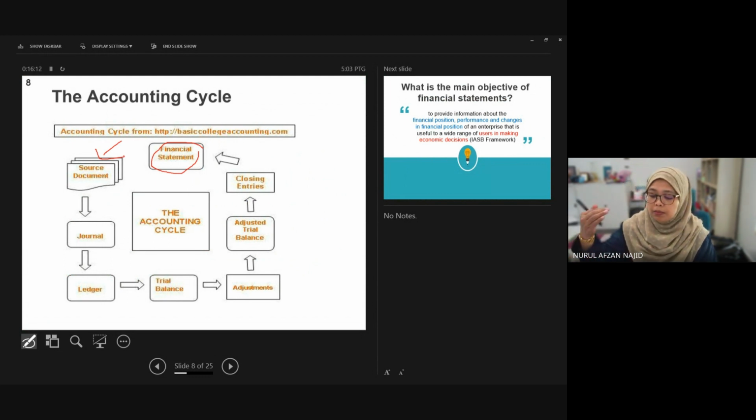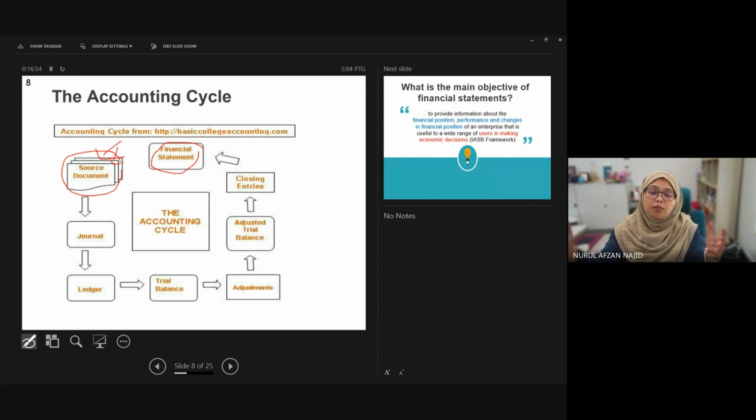So business transaction bila berlakunya, contoh business transaction berlaku purchase motor vehicle with 10,000 cash. So bila kita beli motor vehicle with 10,000 cash, kita perlu ada source document. Source document ni apa? Bila kita membeli barang, pastinya kita akan dapat receipt sekiranya kita membeli secara cash. Kalau kita membeli secara kredit ataupun secara hutang, kita akan dapat dalam bentuk invoice. So invoice, receipt adalah yang dipanggil sebagai source document.